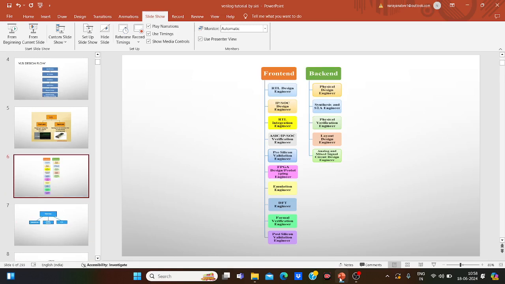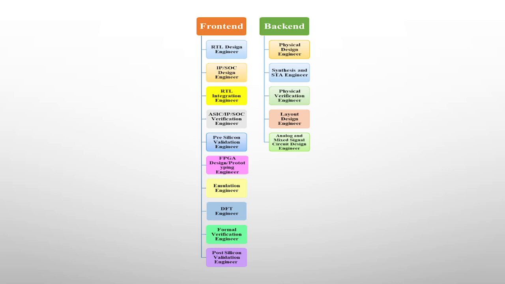what the opportunities are that you are going to get when you are a front end engineer and when you are a back end engineer. So basically these are the designations for the persons who are front end engineers. If you see here, you can be either an RTL design engineer, IP design engineer, RTL integration engineer, or verification, pre-silicon validation and prototyping engineer, or emulation, DFT, formal verification, post-silicon validation engineer. So these are the various designations you can get when you are going to be a front end engineer.